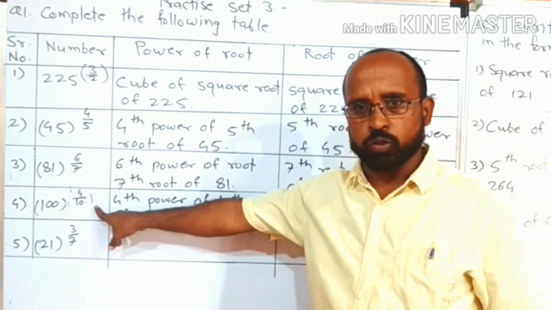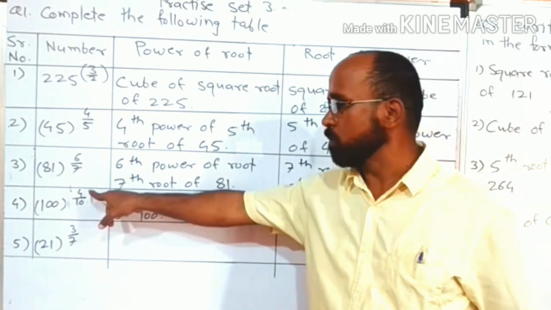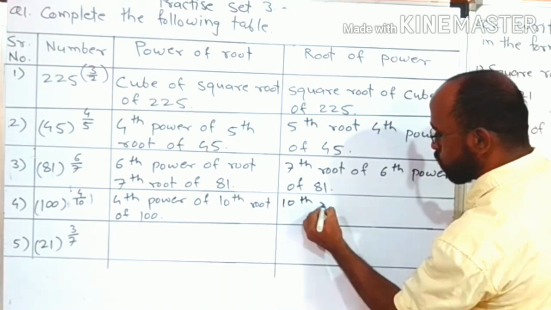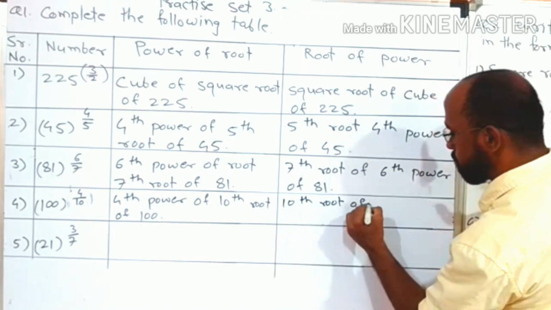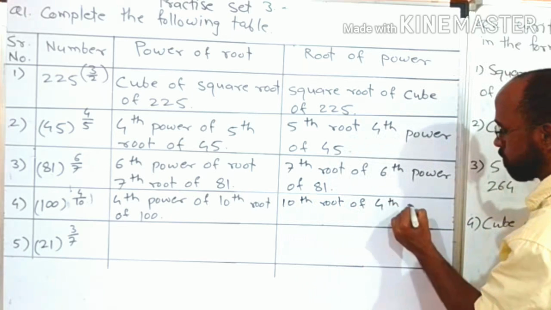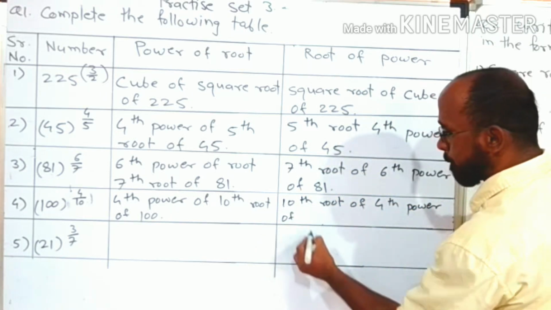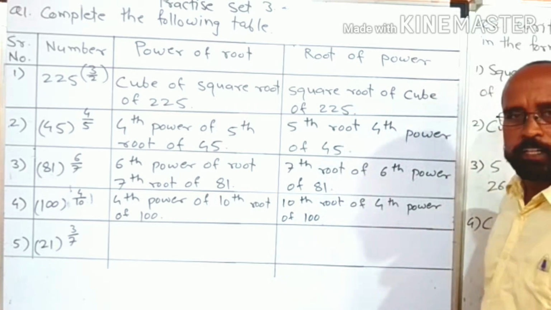10 is denominator, so that will be root. 10th root of fourth power of base is 100. Clear?